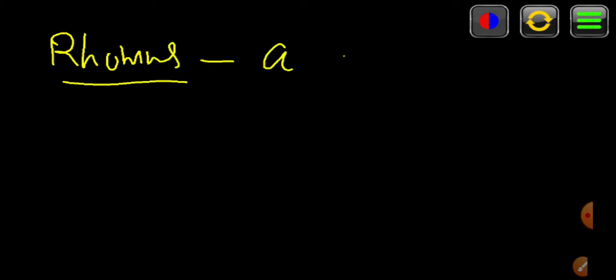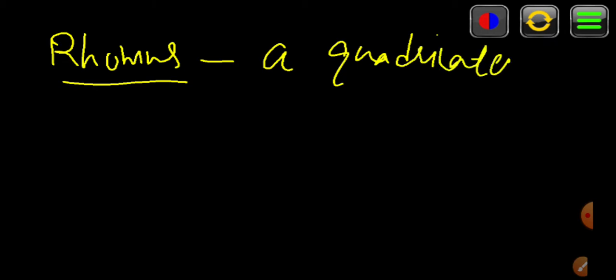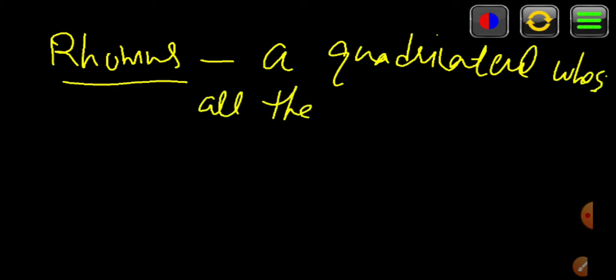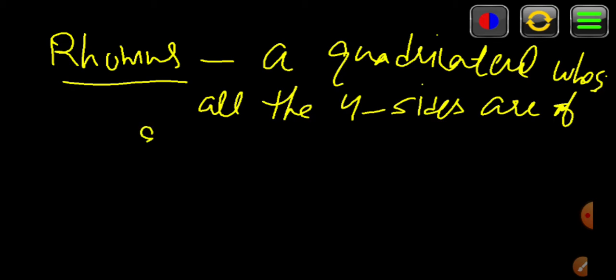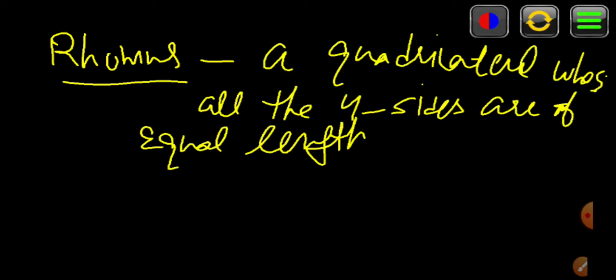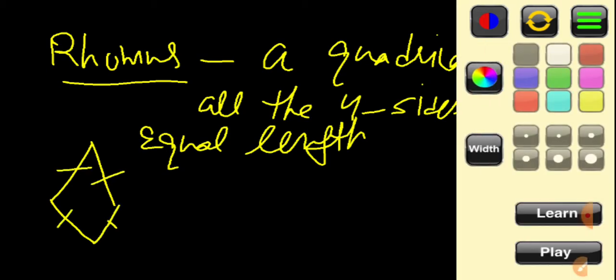A quadrilateral whose all the four sides are of equal length is called a rhombus. We can say that this is a rhombus whose all the sides are of equal length.